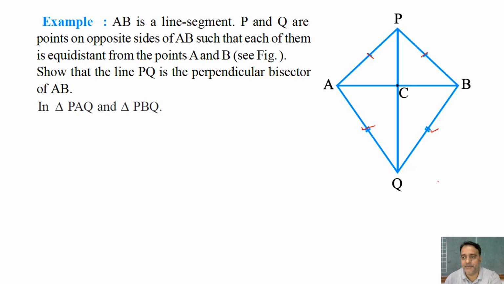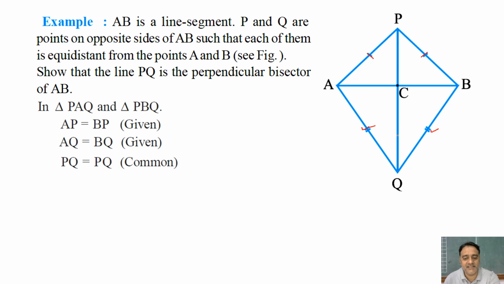Okay, PA is equal to PB, that is AP is equal to BP, it is given, and AQ is equal to BQ, it is also given, right? And PQ is the common side. So these two triangles are congruent by which criteria? SSS. Very good. SSS congruence rule. So if these two triangles are congruent, then angle APQ is equal to this angle, by CPCT, right? CPCT. Done?